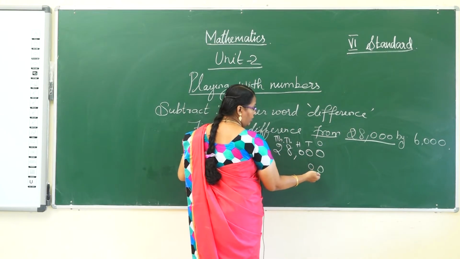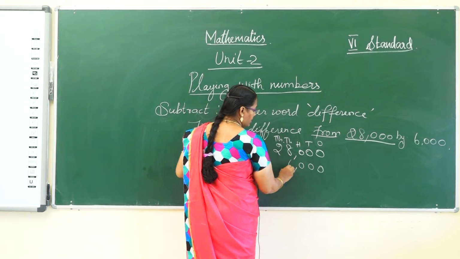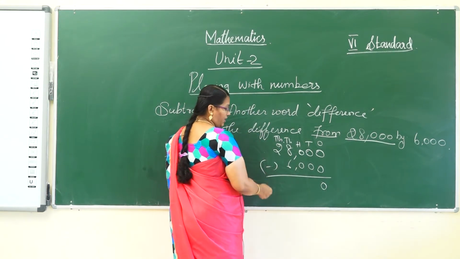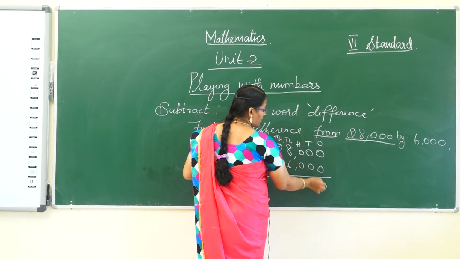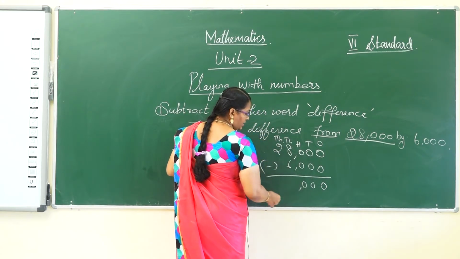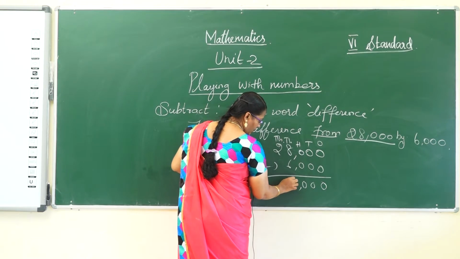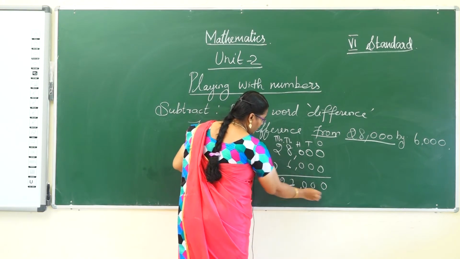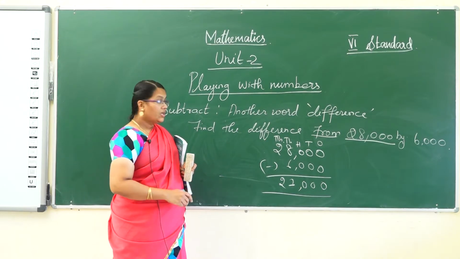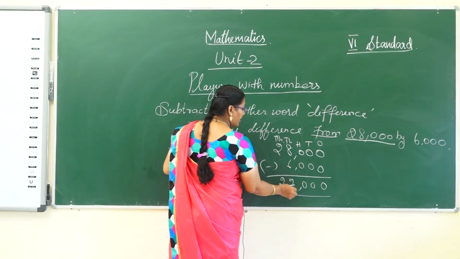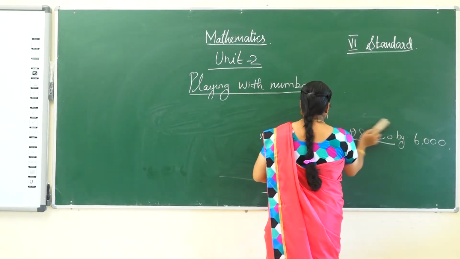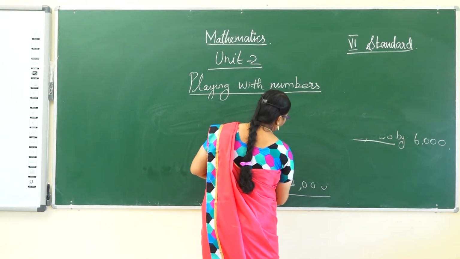So 0, 0, 0 and 6. Subtract: 0 minus 0, 0, 0, 0. 8 minus 6, 2, and 2. So the difference of 28,000 and 6,000 is 22,000. Another name for subtraction is difference.